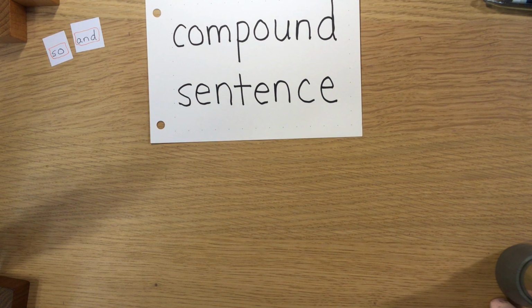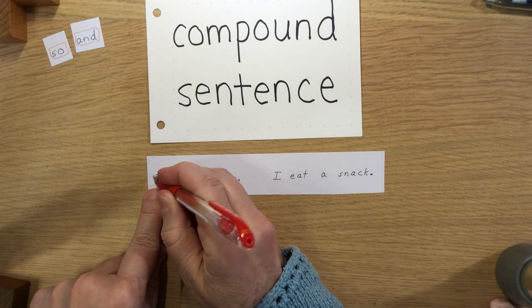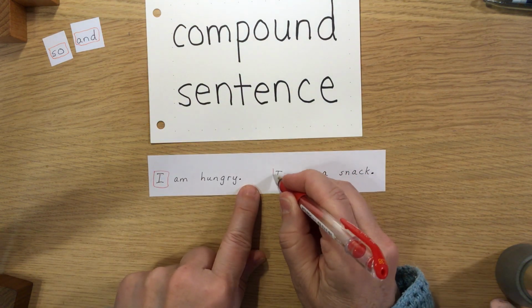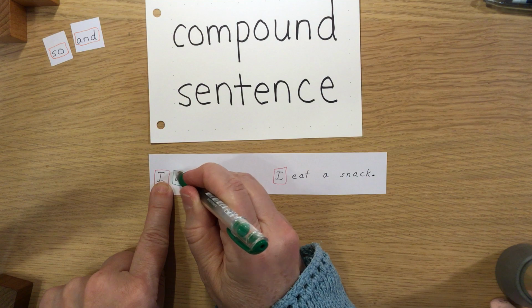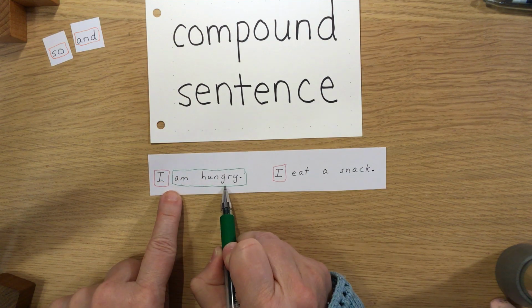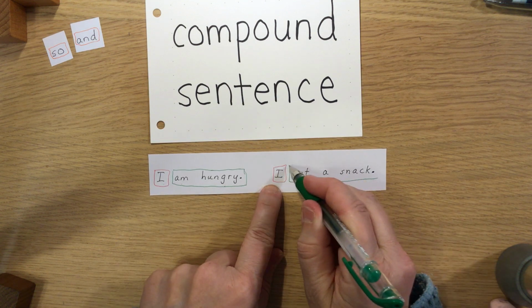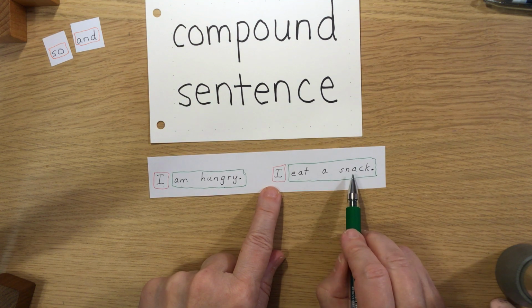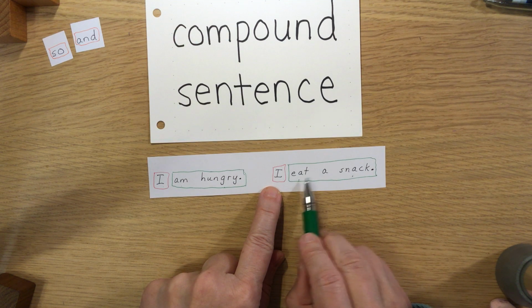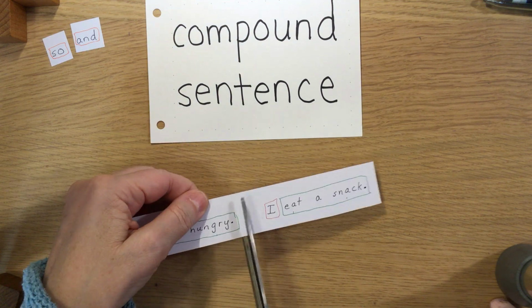All right, let's see. Let's look at these two. I am hungry, I eat a snack. Here I have my subject. Over here is my subject. Here is my predicate. This is a verb, and this is an adjective describing how I am feeling. This is my predicate. This is my verb, and this is an object telling me what do I eat. I eat what? I eat a snack. I am hungry, I eat a snack.